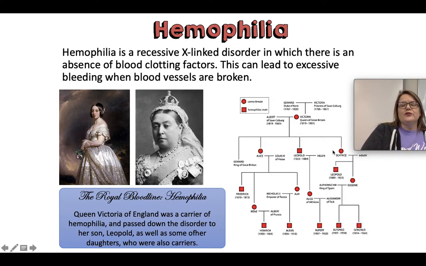So Alice and Beatrice are carriers. They figure that out because they have children that are affected, like another Leopold and Frederick. They are affected. Let's see here. Alice is a carrier because she has Rupert here, and so on and so forth with the rest of them.